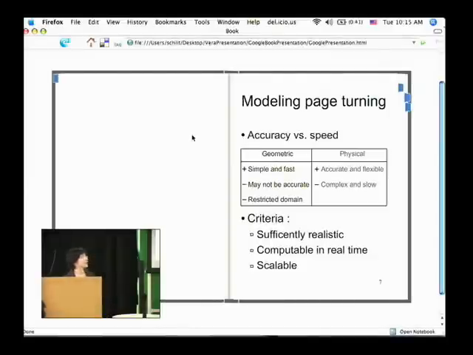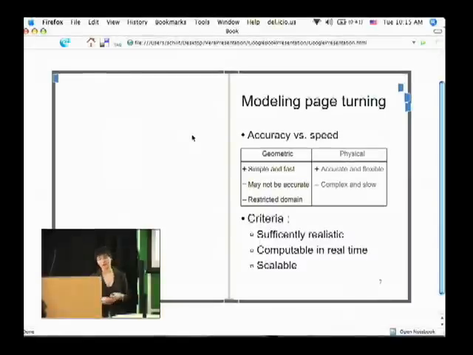The second simulation is the physical simulation. In this simulation, the appearance of the paper is defined by the material properties of the paper and the forces that we apply to the paper, which means that the simulation is accurate and flexible, but it is complex and slow to compute. When we want to create a realistic page turning, we want to find a model that not only looks sufficiently realistic, but also has to be scalable to handle large page counts and computable in real time.